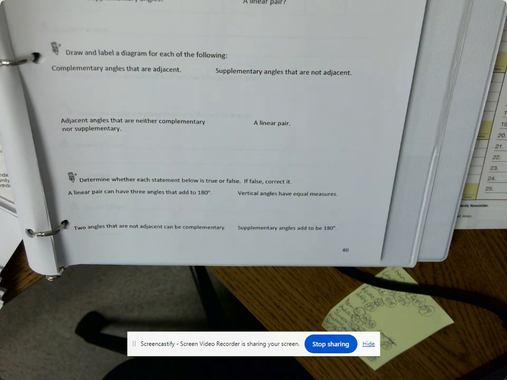All right, so you have to draw and label. So that means you have to put those degree measurements in, labeling it, so it equals what it's supposed to equal. Determine whether each statement below is true or false. If it is false, make it true. What word or words need to change to make it a true statement? Any questions on today's assignment?